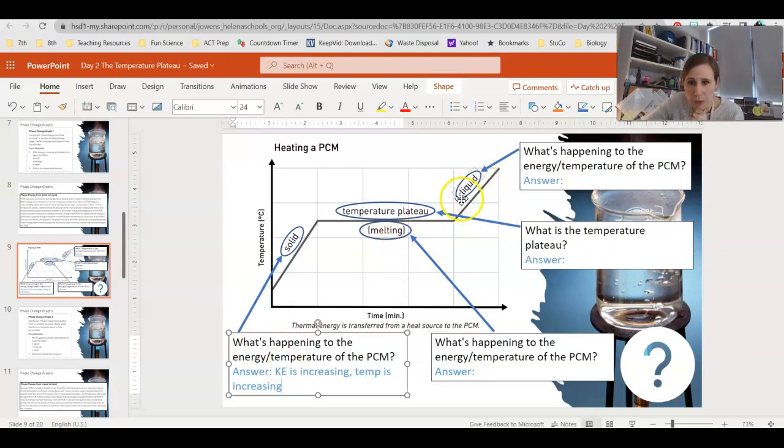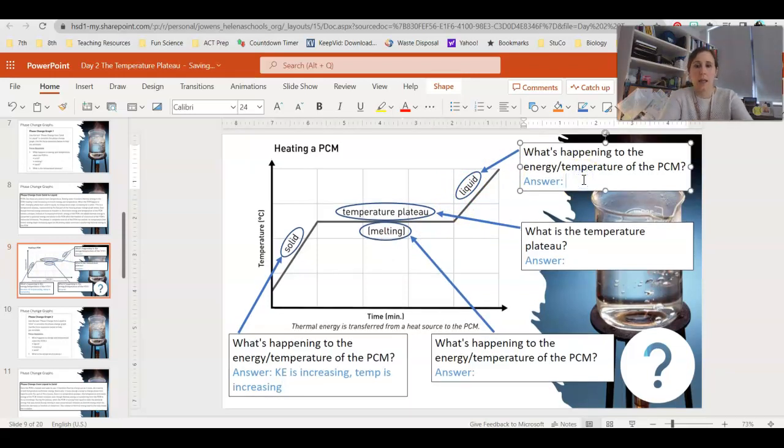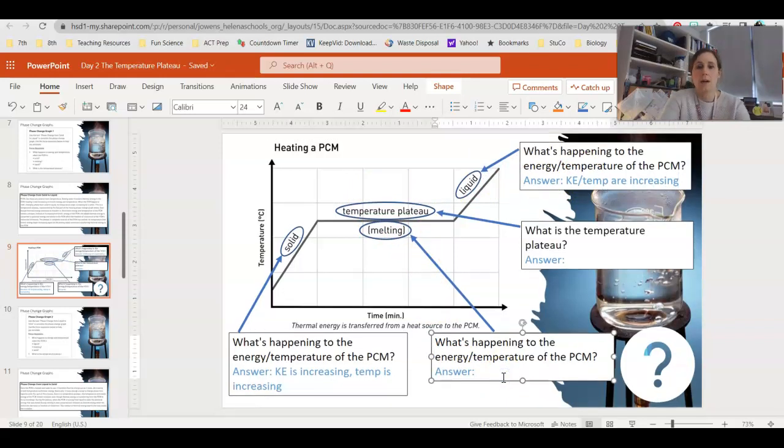If we look at the liquid phase of this, notice how the temperature is still rising here. So that also means that the KE, the kinetic energy, and temp are increasing still. Okay, and then in the process of its melting, what's happening to the kinetic energy or the temperature here? So you would say the KE and the temp are both staying the same. So they're staying the same. Okay, so you guys can keep it fairly simple.